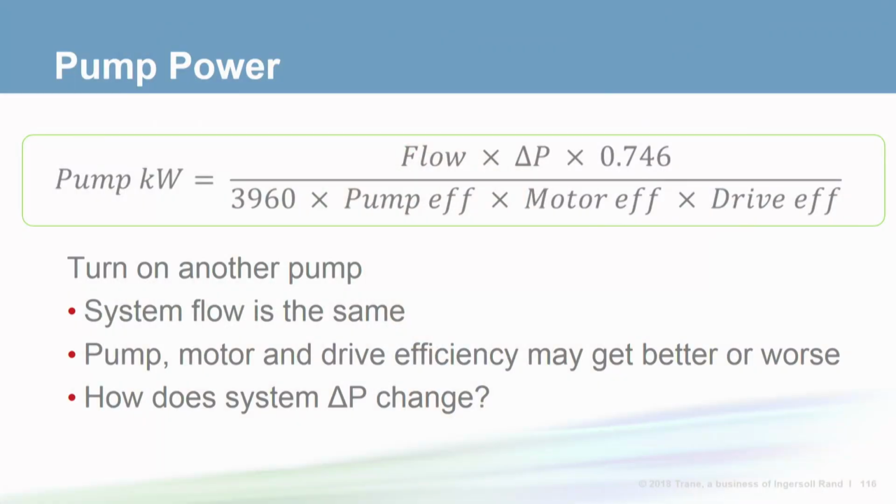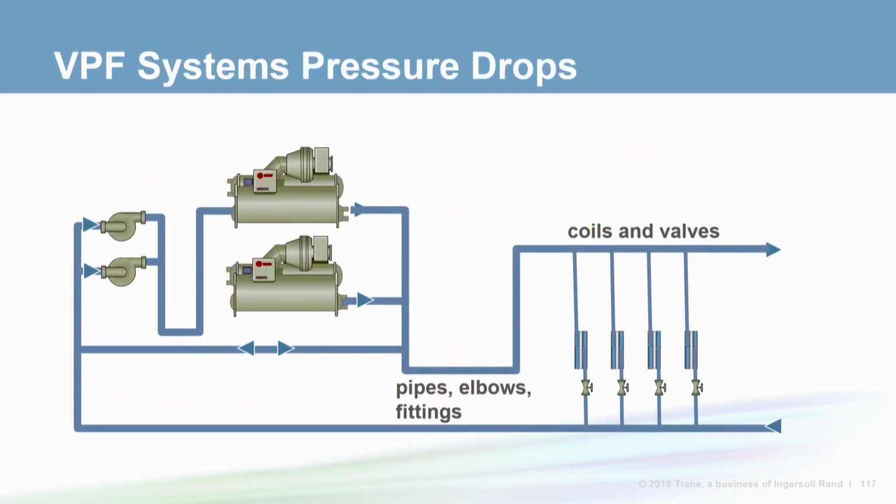The pump power equation is shown, and pump power is dependent on the flow rate and the system pressure drop. 0.746 and 3960 are conversion factors. In the denominator are the pump, motor, and drive efficiencies. They may improve or worsen at different pump operating conditions. Now let's look at a system.